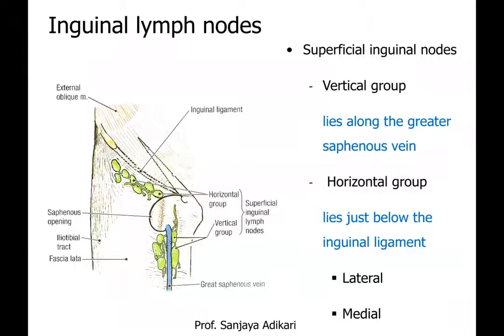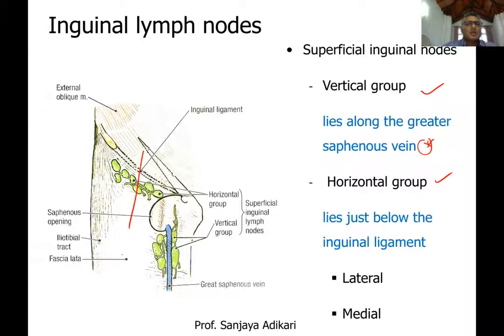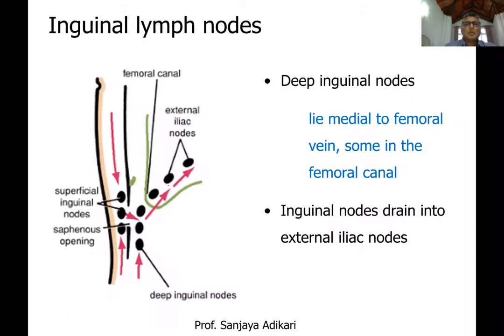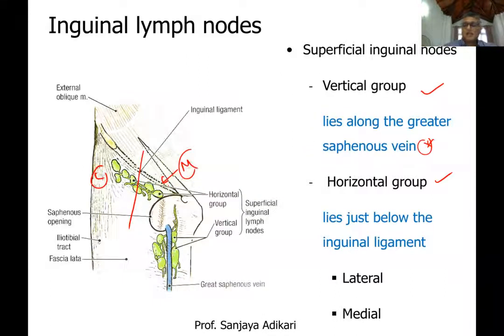Then about the inguinal lymph nodes. Inguinal lymph nodes are initially divided into two groups: the vertical group and the horizontal group. The vertical group lies along the great saphenous vein. Then the horizontal group is divided into two halves, a lateral half and a medial half. Now the medial group of superficial horizontal nodes is more important than the lateral group. We'll come back to the drainage area later.